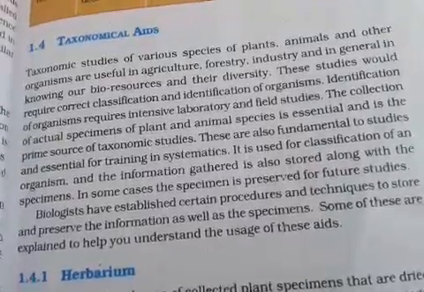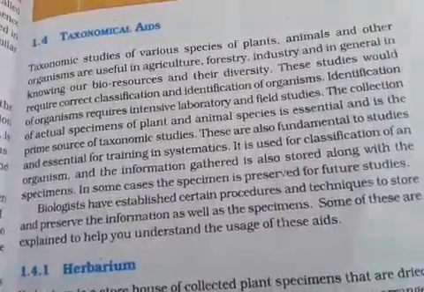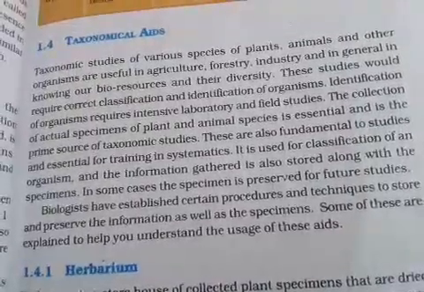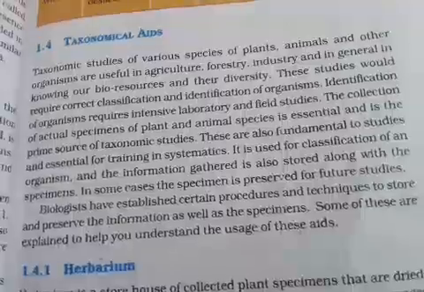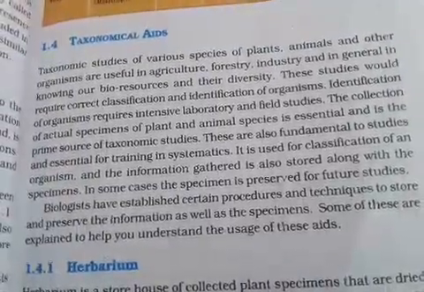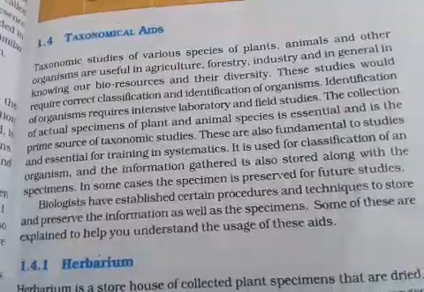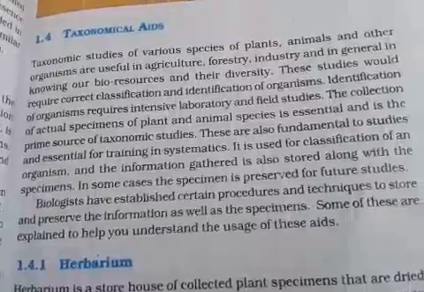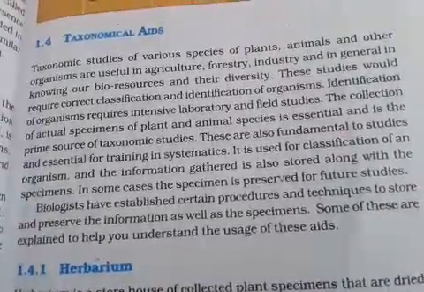Hello students, good morning, and today we are going to start with the last topic from this chapter, the taxonomic aids. So first of all, you must know what the taxonomic aids are. For taxonomy, certain kinds of identification or studies, or fundamental features or studies, are considered so that we can correctly identify the organism.